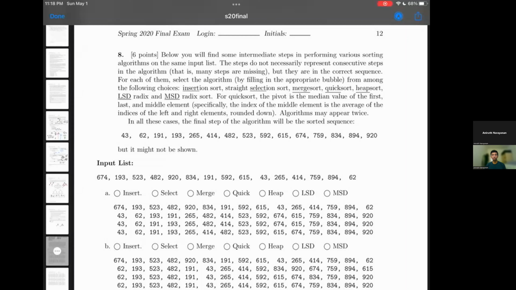Hey everyone, it's Anna Ruth from 61B, and today we're going to be talking about the Spring 2020 final exam, specifically question 8 that has to do with sorting. Okay, so we have an input list given to us, and we are trying to determine what sorting algorithm is being used that might create some of these intermediate steps.